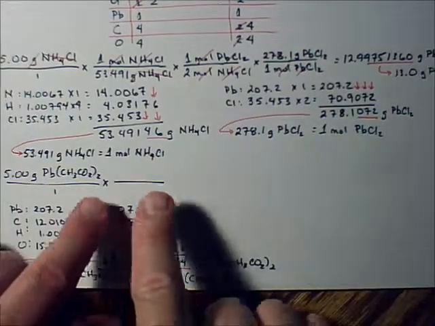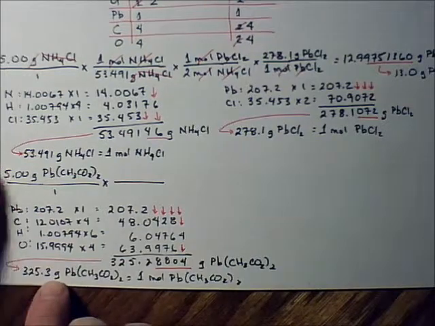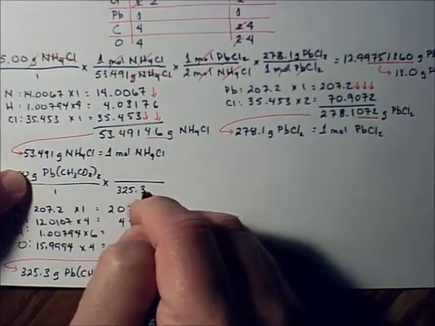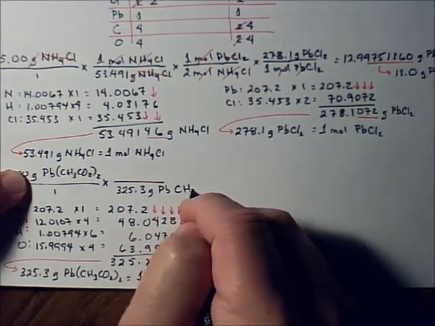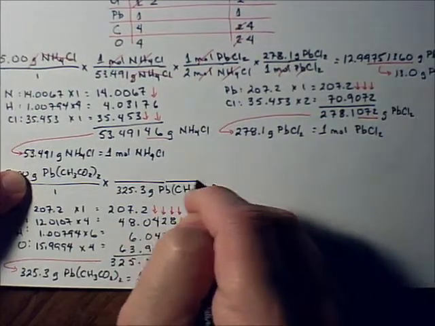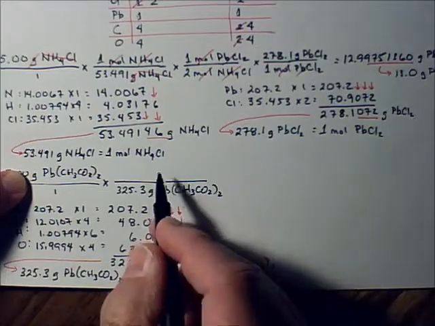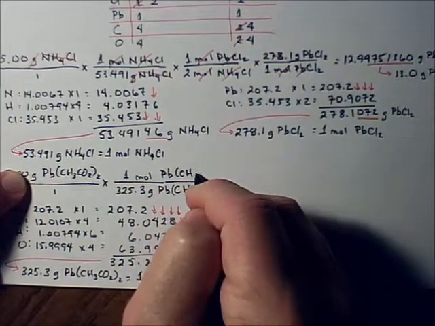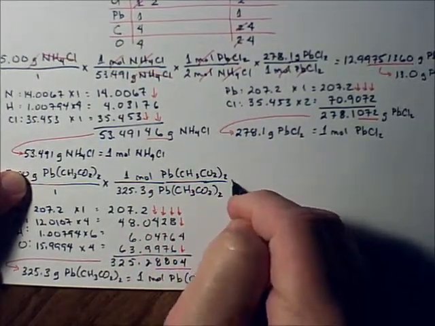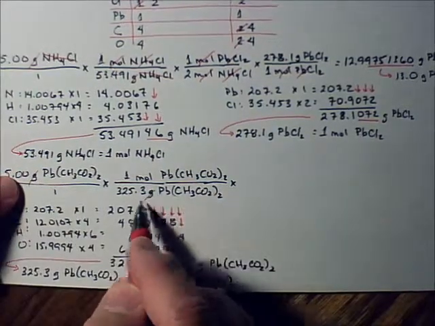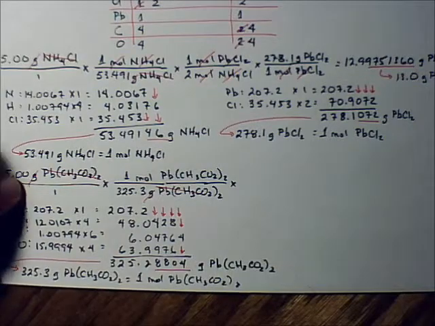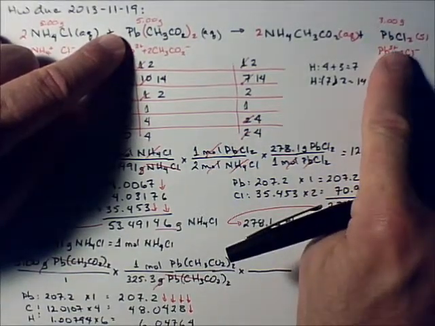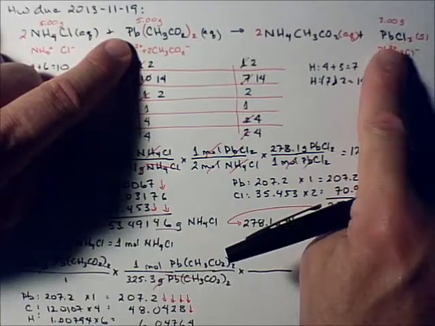Okay, and then we can take this equality statement and build the conversion unit we need. Want grams on the bottom here. And moles on the other side of the equality statement goes on the top. Cancel grams, cancel lead-2 acetate. We want a molar ratio from the balanced equation. We have 1 mole of lead acetate here, 1 mole of lead chloride over here, and that's what we're trying to go from, lead acetate to lead chloride.